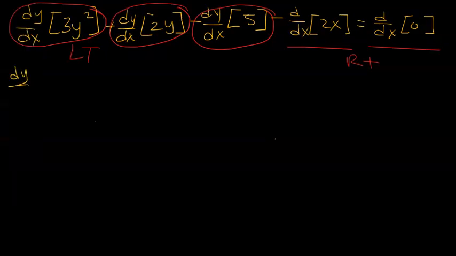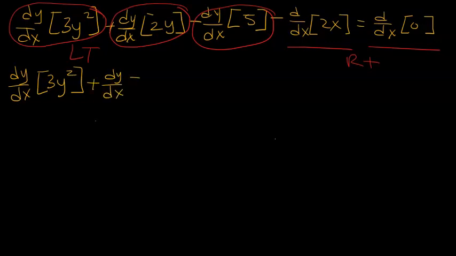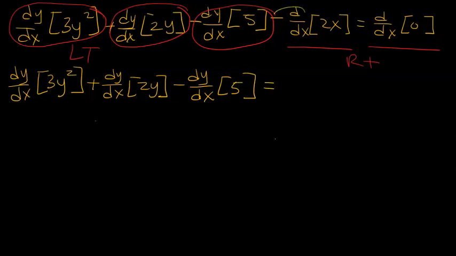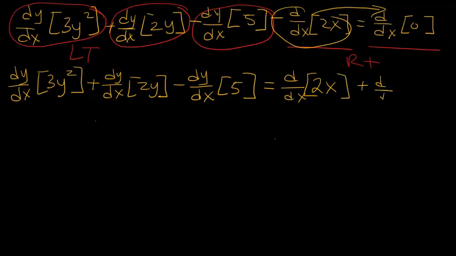So I have dy dx 3y to the second plus dy dx 2y minus dy dx, which is 5, equals, right, this right here, I'm going to move over. It's going to be the opposite sign. So I have positive d dx 2x. And then let's keep this one too. D dx, I have a 0.